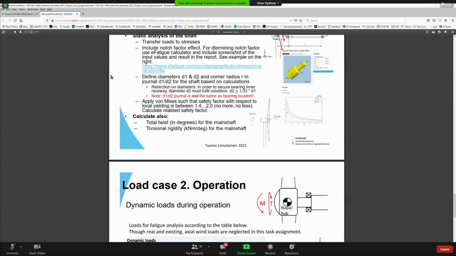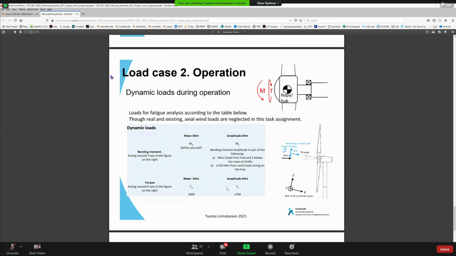Then load case 2, which is the operation, which means a fatigue situation. Here we have dynamic loads. And loads for fatigue analysis are given in this table. So you will have a bending moment, which is acting around the y-axis shown in the picture here. So it's sort of the horizontal axis.